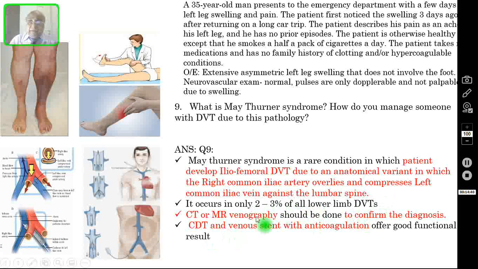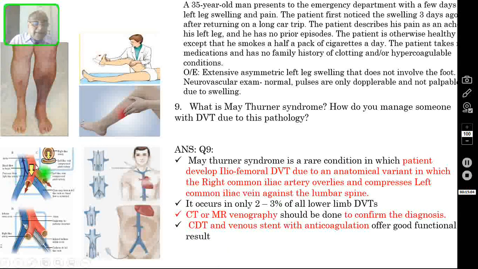CT and MR venography should be done to confirm the diagnosis. Okay, not just duplex scan alone, you have to go for CT or MR venography to confirm this diagnosis of May-Turner syndrome. The treatment is you have to do catheter directed thrombolysis with venous stenting you can use.